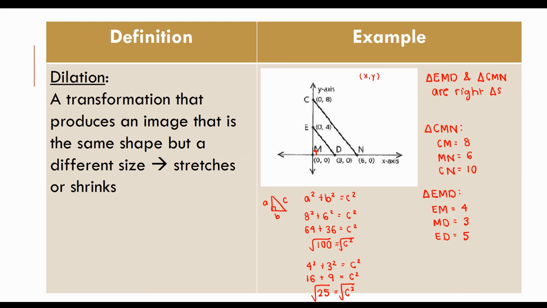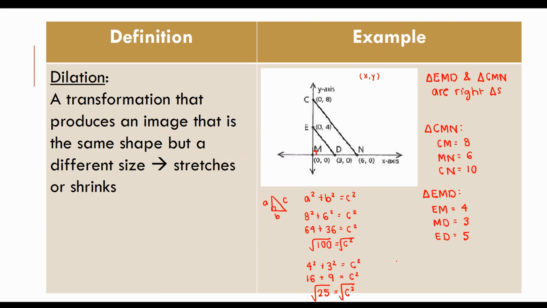So if you look at the relationship between the numbers for the triangle CMN and the triangle EMD, notice that from 8 to 4, it's cut in half. From 6 to 3, it's cut in half. From 10 to 5, it's cut in half. Or you can go the opposite. 4 to 8, you double. 3 to 6, you double. 5 to 10, you double.